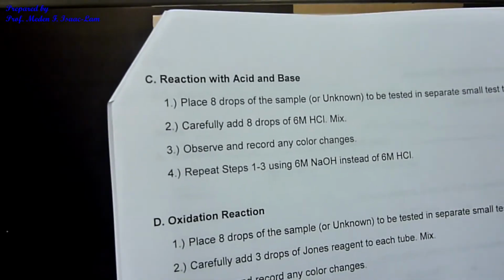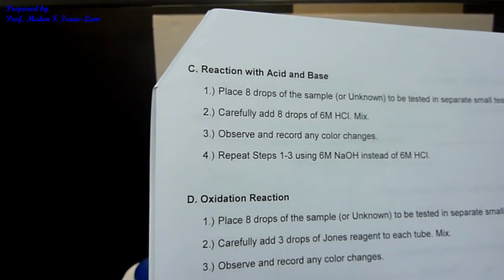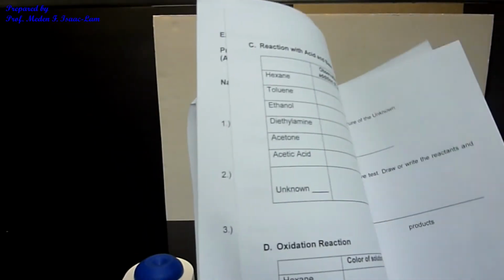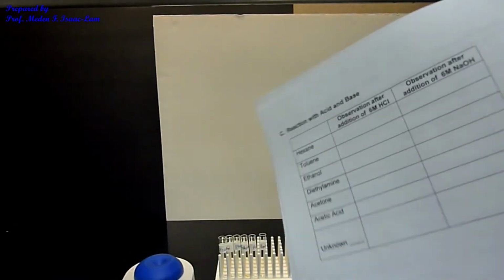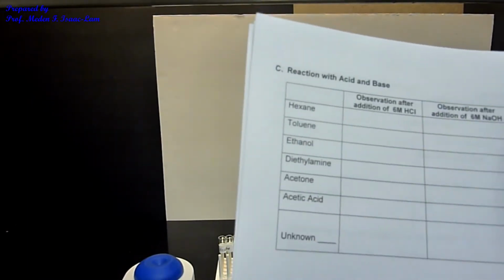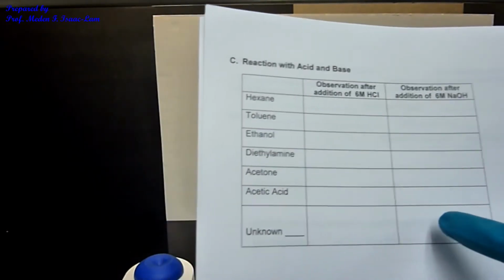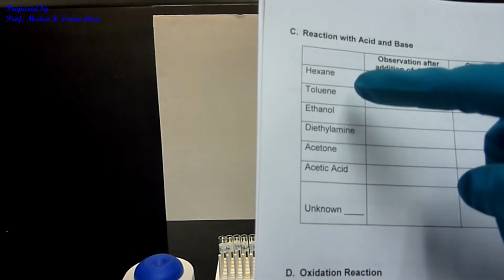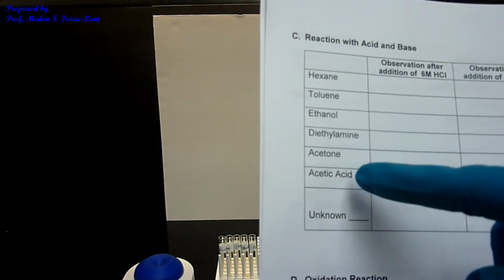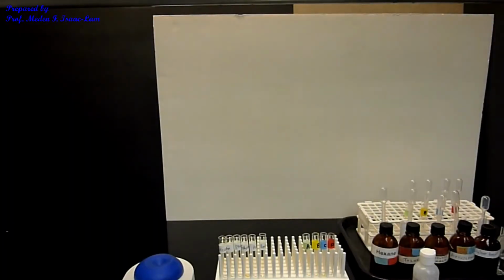Part C is now the reaction with acid and base. So we're going to have the same set of known samples and then the unknown that you've been working on. So you are now going to fill up this table. So I'm going to do first with 6 molar hydrochloric acid. Next one is going to be 6 molar sodium hydroxide. The same thing, hexane, toluene, ethanol, diethylamine, acetone, acetic acid, and then the unknown.